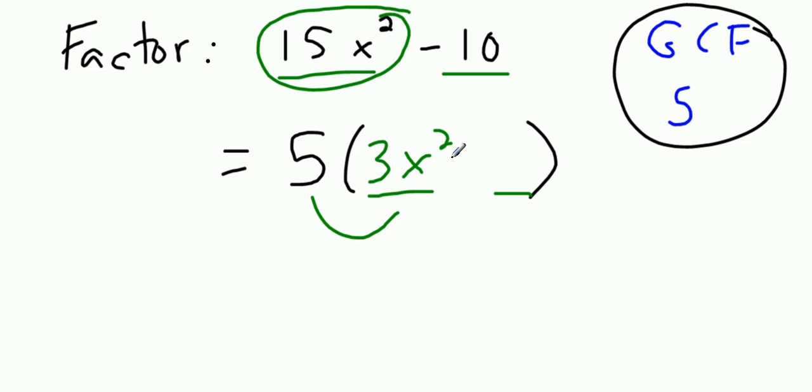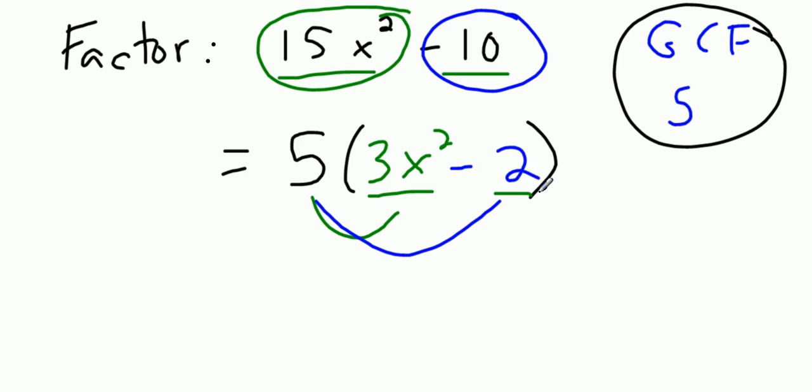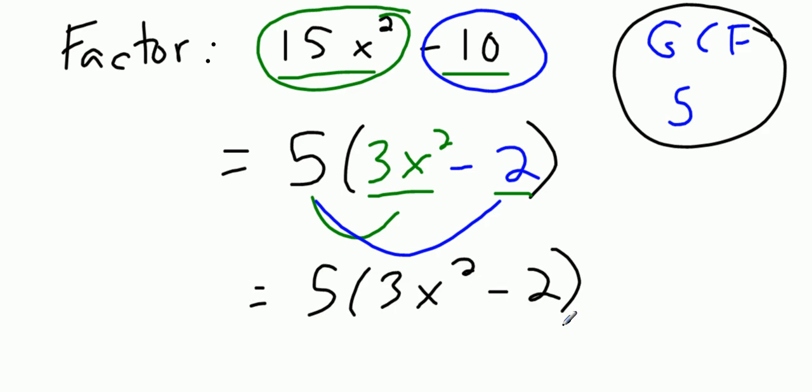Next thing we have to do is figure out 5 times what is going to give us this minus 10. Well, 5 times negative 2 would make negative 10, and there's no x's to worry about. So our answer, just to clean it up and make it all look consistent, is going to be 5 times 3x squared minus 2. Remember that factoring means to write things out as a multiply, and here we factored the original polynomial, written it out as a multiply.